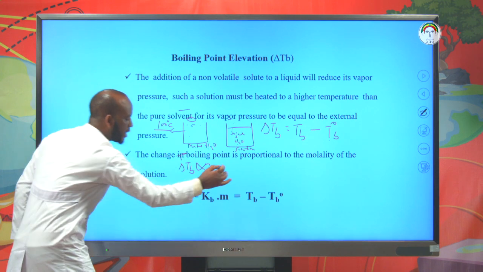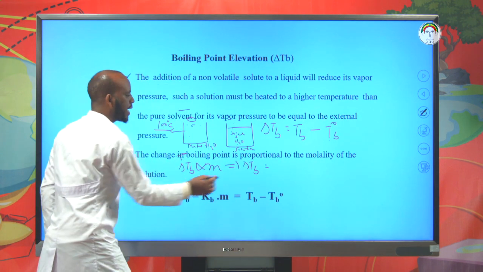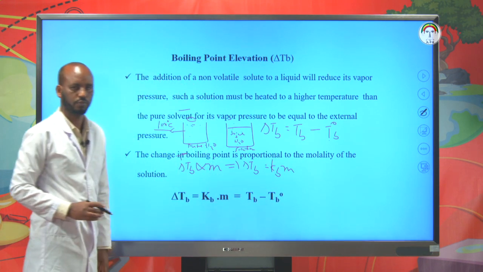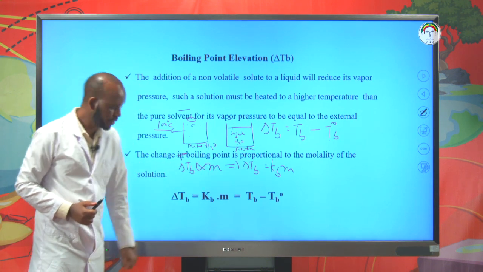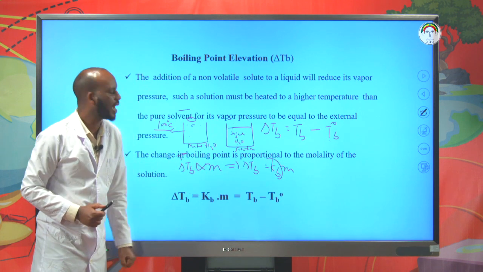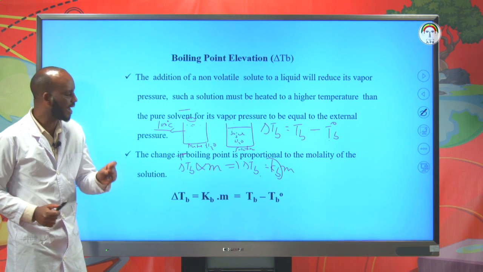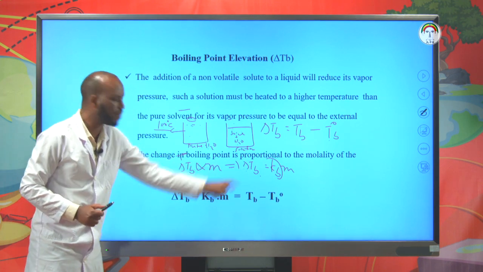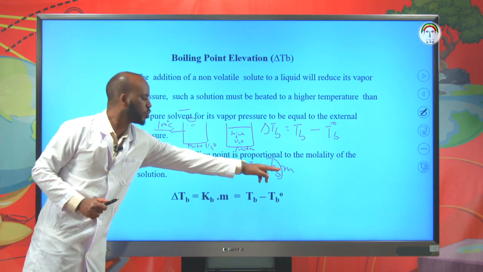Therefore, we can write this as delta TB equals KB times the molality of the solution. You see? Boiling point elevation equals the boiling point elevation constant KB times the molality of the solution, which is an example of colligative properties of a solution because it depends on the amount of solute, the concentration of solute.